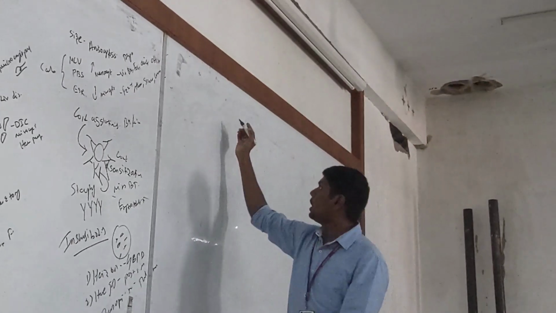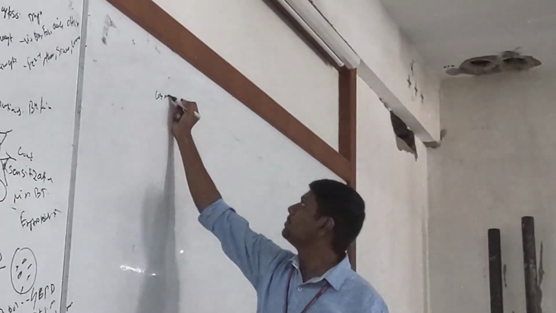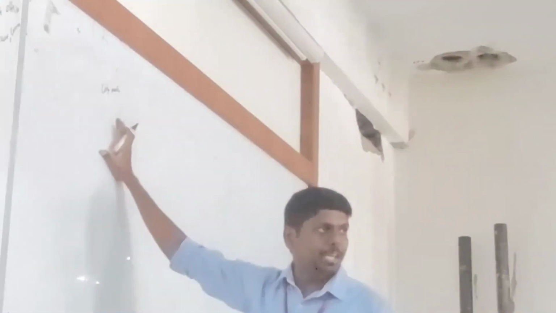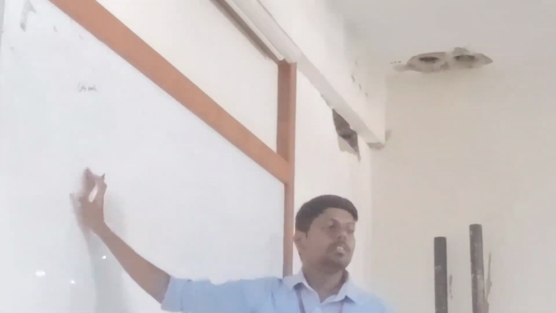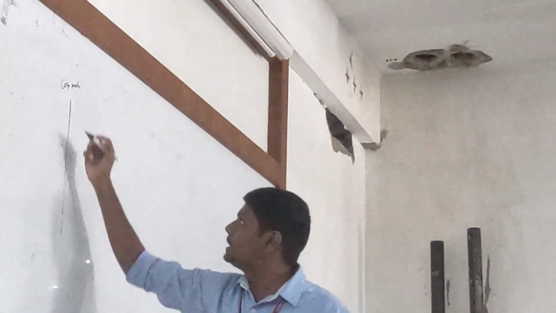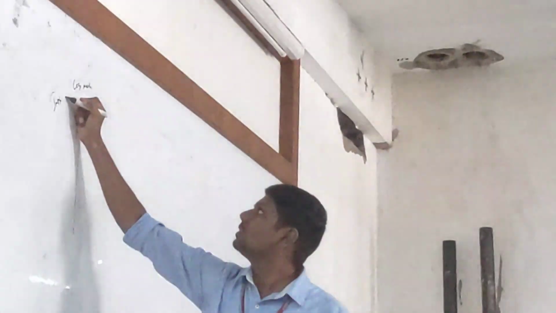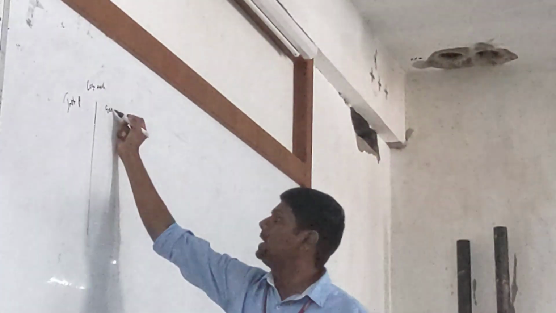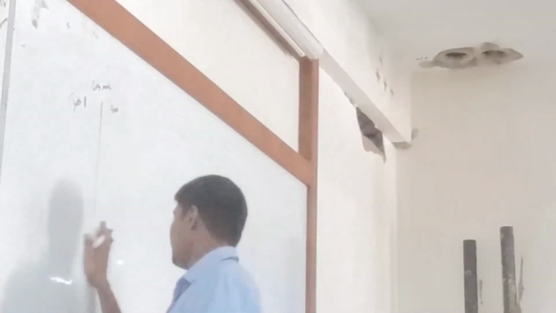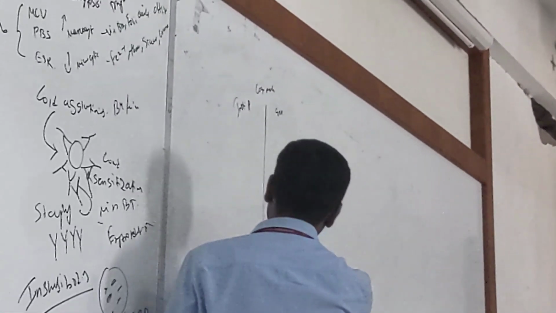Coming to the coagulation mechanism. So what are the three pathways? Intrinsic pathway, extrinsic pathway, and common pathway.